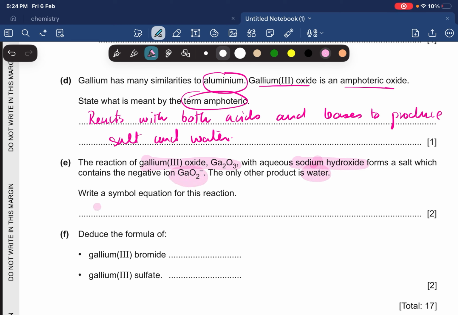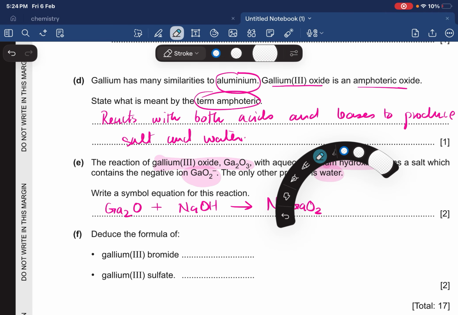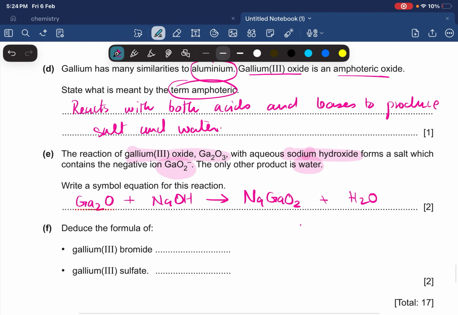Okay, so simple: we have Ga2O3 and then we have NaOH, and they're telling us that the negative ion contains GaO2 negative. To balance the one negative, we are going to have a sodium over here. This one negative goes away. To write a simple equation, and then plus H2O. The only other product is water.